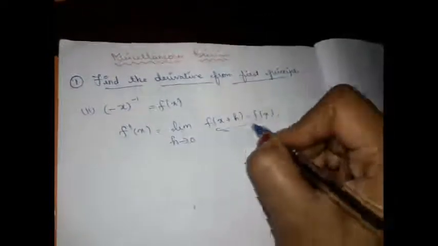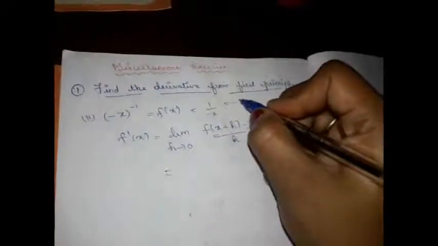Now we know this is equal to f of x. So what is the f dash of x formula? Limit h tends to 0, f of x plus h minus f of x divided by h. Now f of x is minus x the whole power minus 1, right? Which is nothing but 1 by minus x, or we can write minus 1 by x. So in order to avoid confusion, I have expressed it like this.